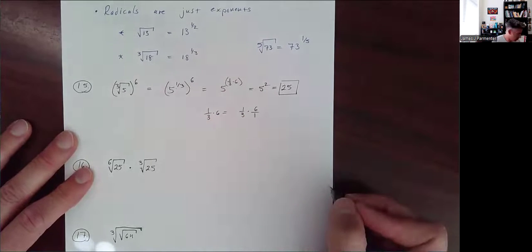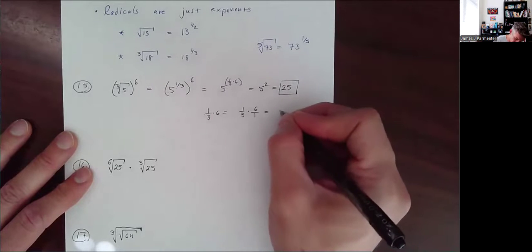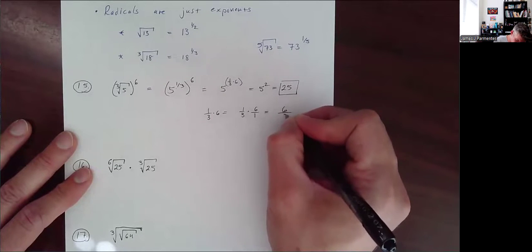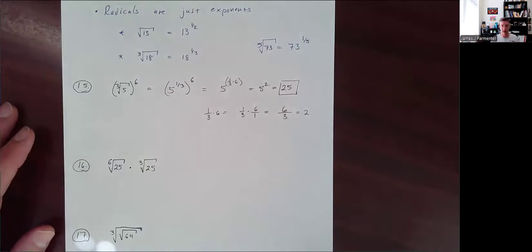over 1. And when you multiply fractions together, you multiply across. So you get 1 times 6 over 3 times 1. And then 6 divided by 3 is 2.